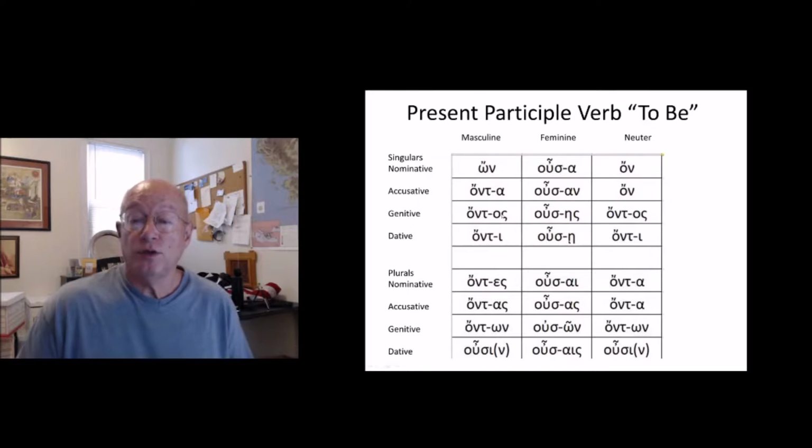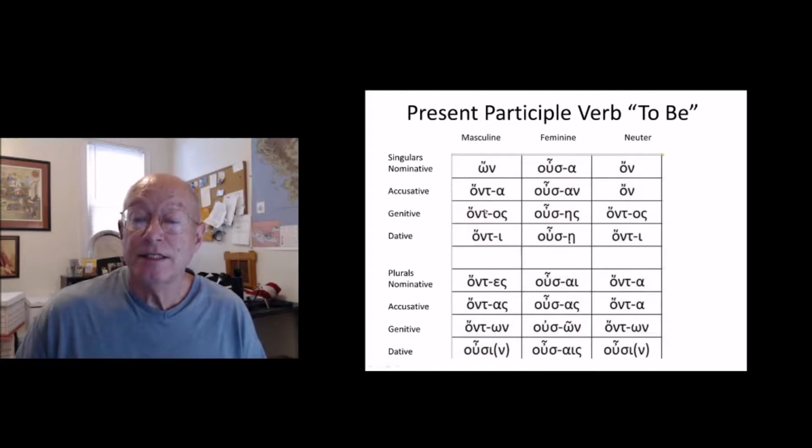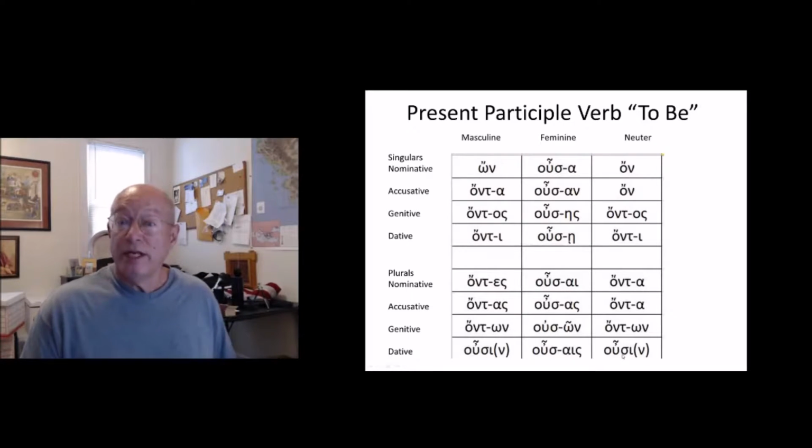And let me attempt to read these words: on, onta, ontos, onti, ontes, ontas, onton, usi, usa, usan, uses, use, usai, usas, uson, useis, usais, on, ontos, onti, onta, onta, onton, usi. Okay, we did that last time.